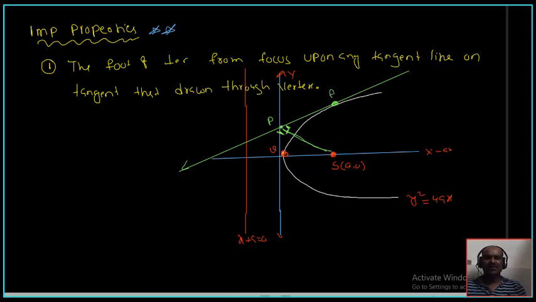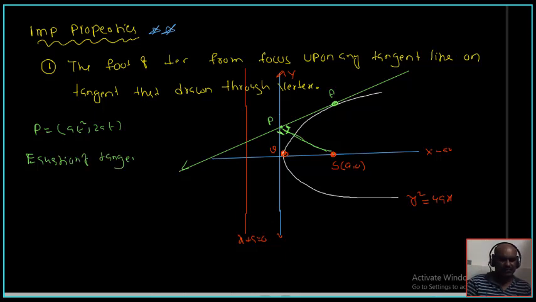So the general parabola is y square equal to 4ax, no? That's why I can take the point as (at square, 2at). Now we want to prove that SP is perpendicular to this tangent. What is the equation of the tangent? What is the formula? Yeah, yt equal to x plus at square. Yeah, this is the tangent equation.